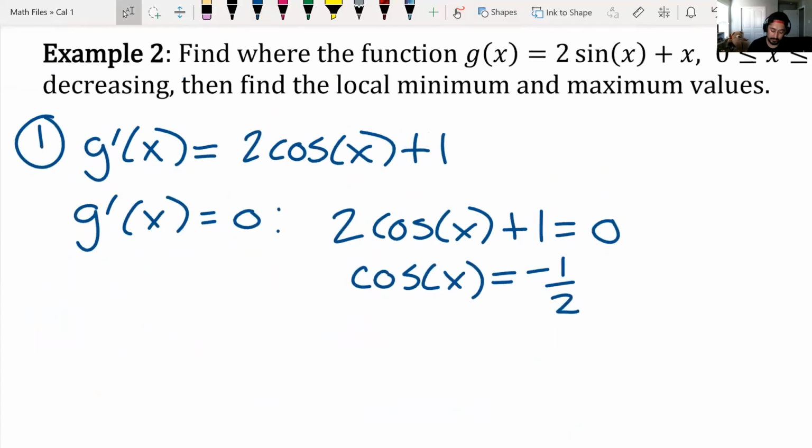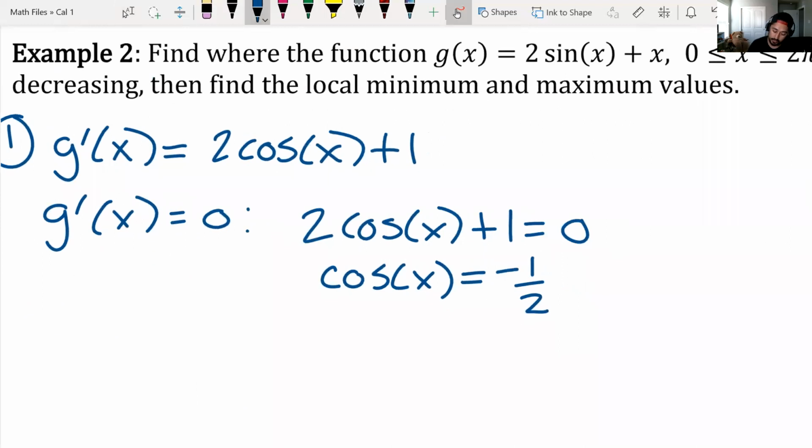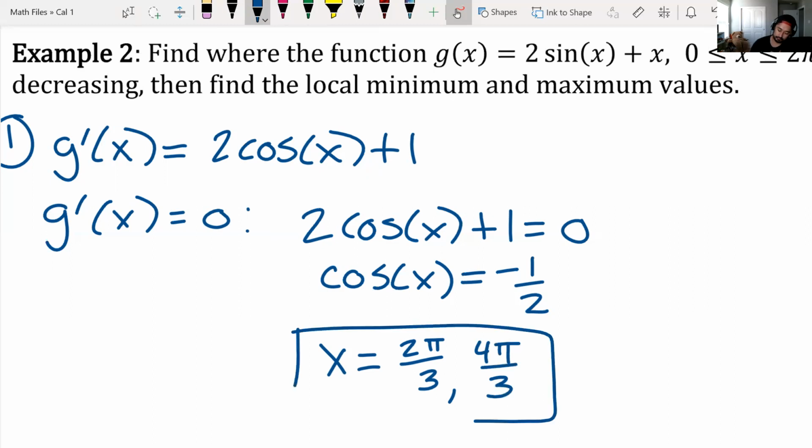And now we ask ourselves, on the unit circle, where is cosine -1/2? And that's going to be at 2 pi over 3. And where else? 3 pi, so 4 pi over 3. These are my critical numbers.